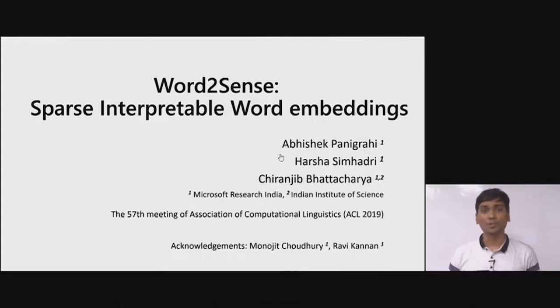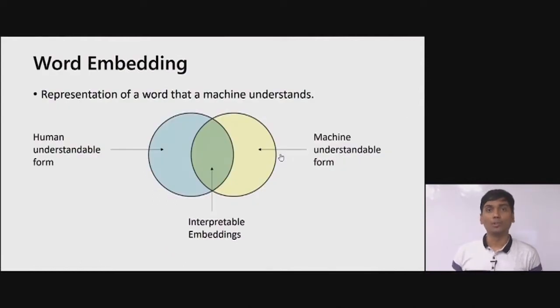I'll be presenting Word2Sense, a new embedding technique, which is joint work with my co-authors Harsha, Simhadri and Chiranjib Bhattacharyya from Microsoft Research. So, what's an embedding?